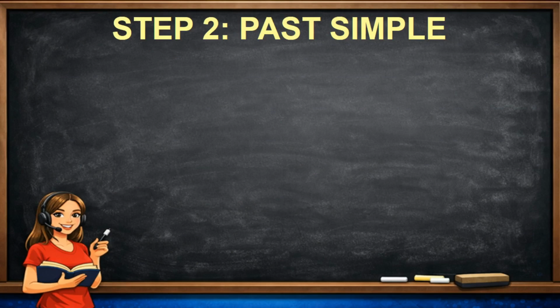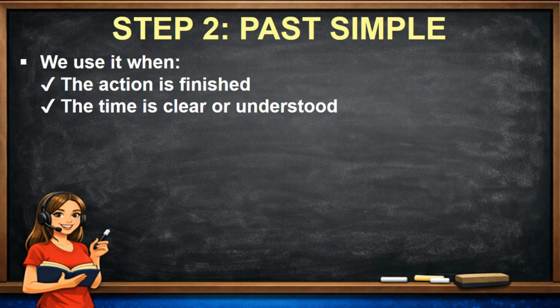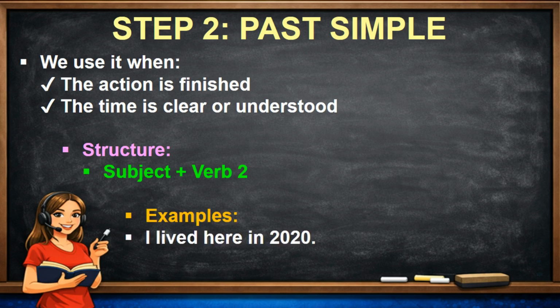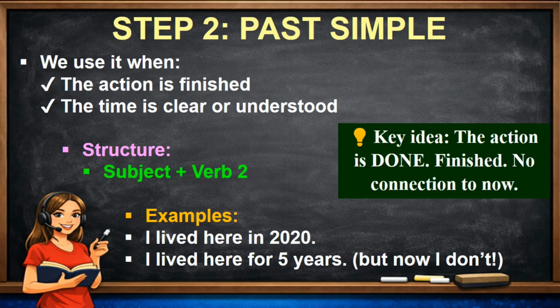Step 2. Past simple. We use it when the action is finished, the time is clear or understood. Its structure is subject plus verb 2. Examples. I lived here in 2020. I lived here for 5 years. It means, but now I don't. Key idea. We use simple past if the action is done, finished, and no connection to now.